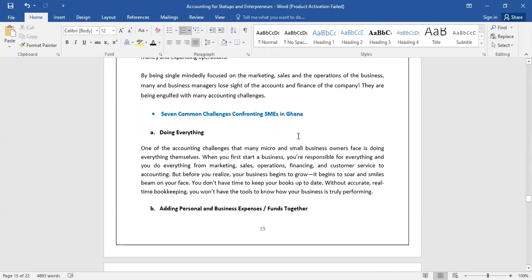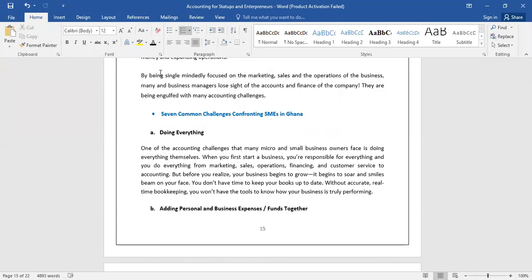All right, so that's the first challenge, doing everything, and not having time to keep your books up to date. So how can we fix this problem? That's what I've already explained: setting time apart and doing our own bookkeeping, either using Excel sheets or accounting software, or we outsource it. So this is how we can overcome this challenge.